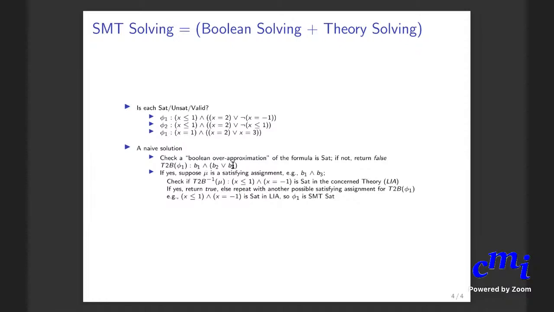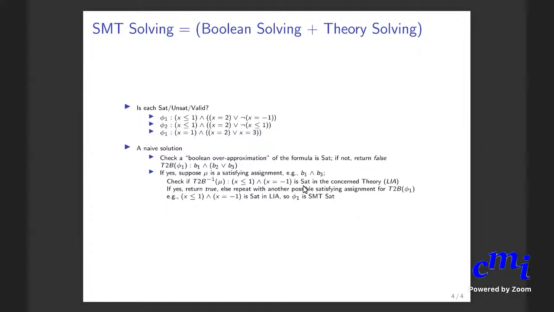If the Boolean structure is not satisfiable at all, then it is unsatisfiable, and that's why you're returning false. So if yes, then you have to check if that particular satisfying assignment indeed preserves the theory constraints. And if it does, then you can return satisfiable, okay?